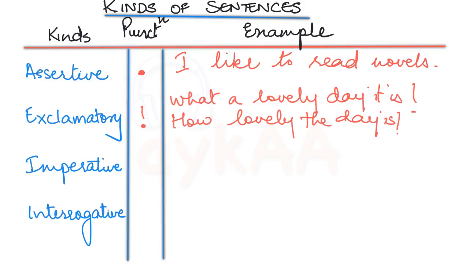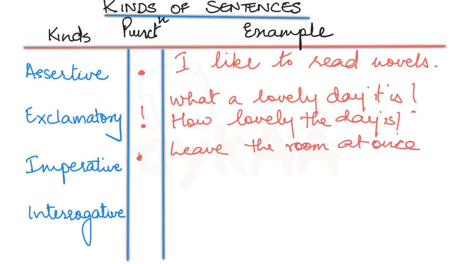Now the next one is an imperative sentence. So an imperative sentence is a sentence where you give an order or you request someone for something or you suggest. It ends with a full stop. But students, it always starts with a verb. For example, you could have a sentence like this: leave the room at once.